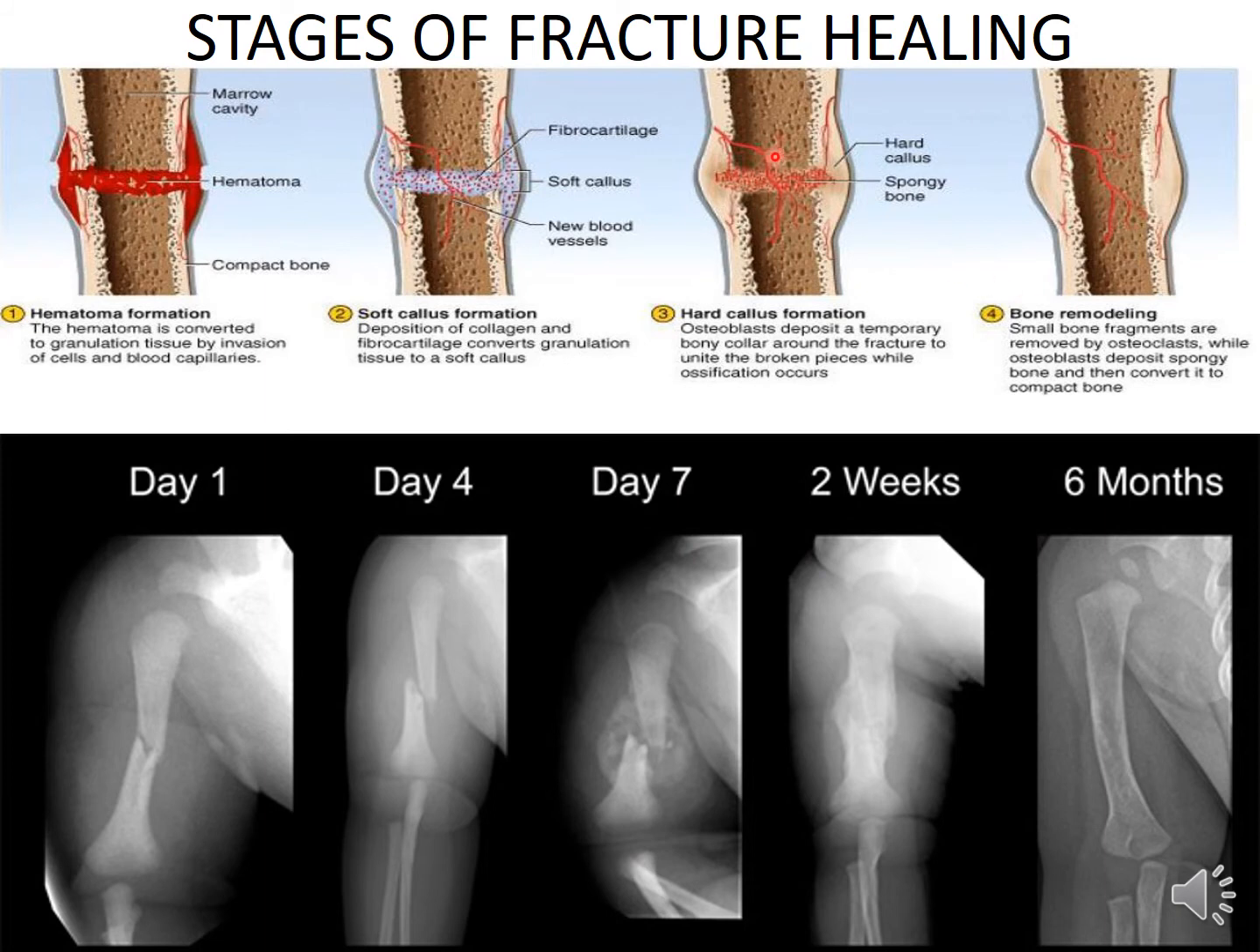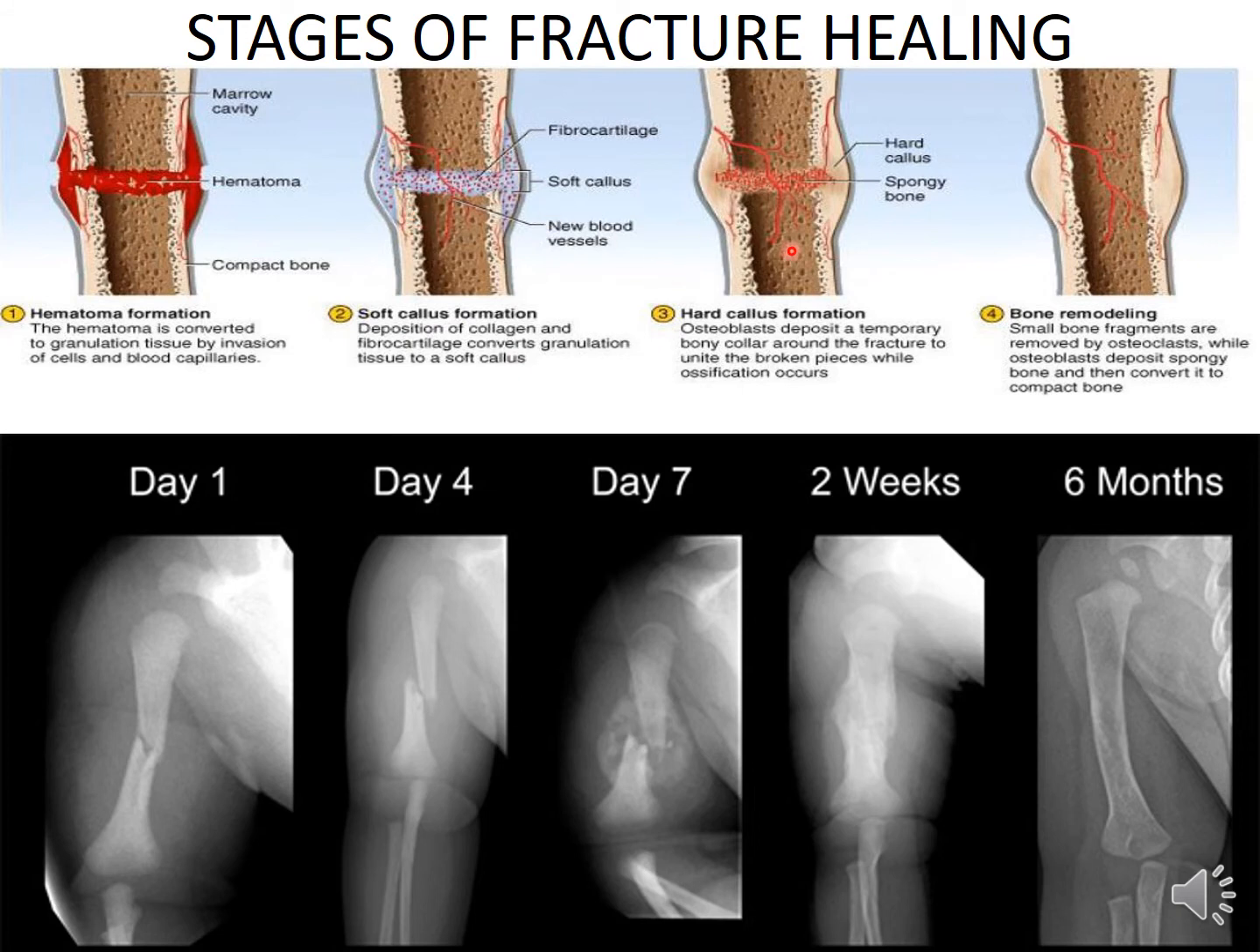Then the stages of fracture healing. First, at the site of fracture there is formation of hematoma. The hematoma is converted into granulation tissue by invasion of cells and blood capillaries. After hematoma formation there is soft callus formation. The soft callus consists of the deposition of collagen and fibrocartilage, which converts the granulation tissue into the soft callus.